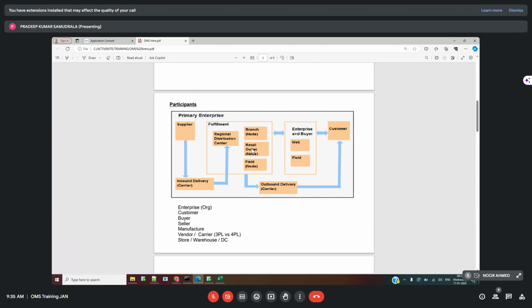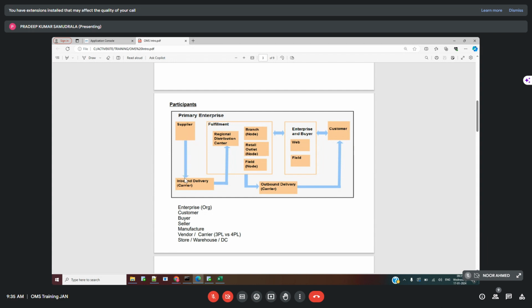Like somebody who is sitting in Hyderabad places an order, he can get the product directly from the branch or the node which is present within Telangana, so that it will reduce the shipping cost for the company. So basically, retail outlet is something we are seeing nowadays, right? Whenever you place an order in Amazon, you can directly go and pick it up in that particular store. So a retail outlet is also a place where the inventory can be kept.